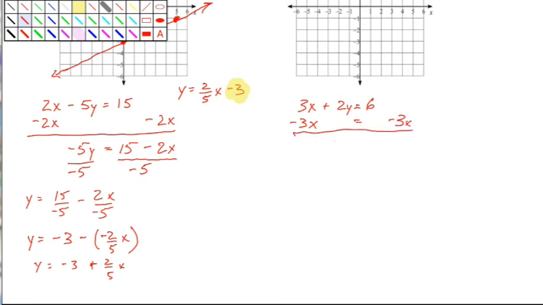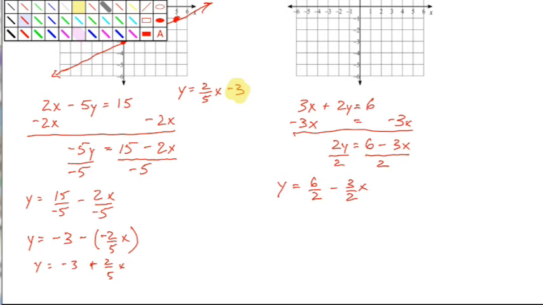And I'm left with 2y is equal to 6 minus 3x. I've still got this 2 modifying my y, so I have to divide both sides by 2. Everything needs to be divided by that. And I'm going to rewrite this down here, and I'm going to split that right side up into 2 fractions. y will equal 6 divided by 2 minus 3 divided by 2x.